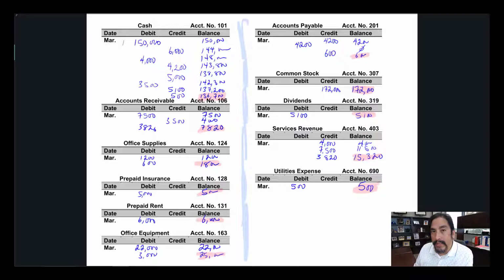We want to put these accounts in this same order on the trial balance. It will help us when we make the financial statements. We're not going to do that here. We're just going to stop at the trial balance, but keeping them in this order will help.